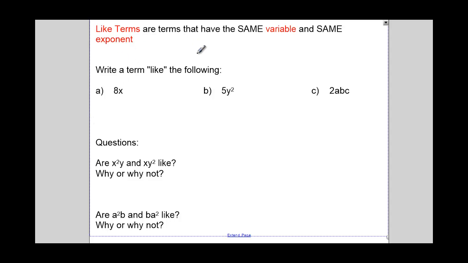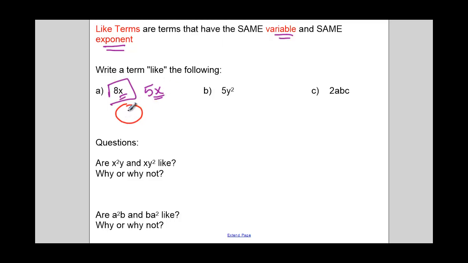So like terms are terms that have the same variable that is raised to the same exponent. So a few examples here. For the first one, if I'm going to write a term that is like 8x, the term 5x would be like 8x because they're both dealing with the same variable, x, at the same exponent. Oppositely, 8y would not be a like term because it's got a different variable. It's got the same coefficient, it had an 8 in front of it, but it has a different variable.